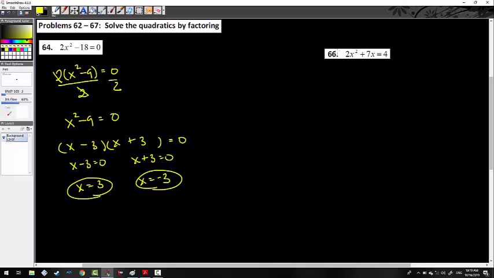Moving on to 66. Now, this problem here is under the heading of solve the quadratics by factoring, which makes me believe this is factorable. But even if it didn't say factoring, which it will likely not on the final, your first weapon of choice should be factoring. So how do I get this thing to be factorable? Here's what I don't do.